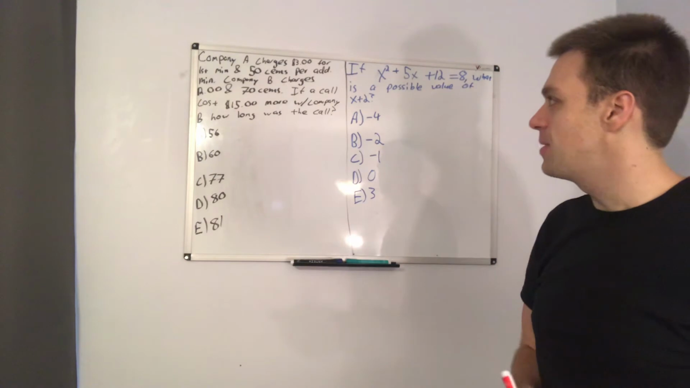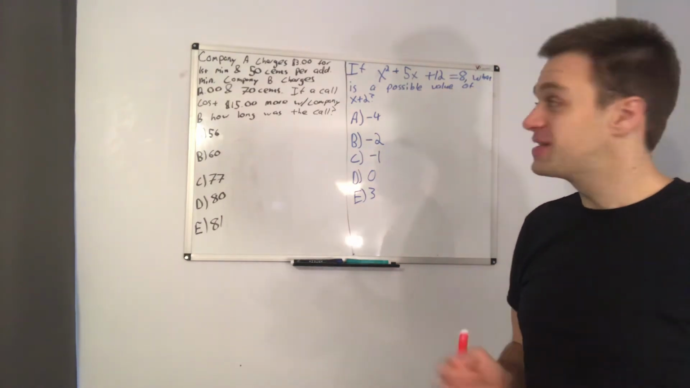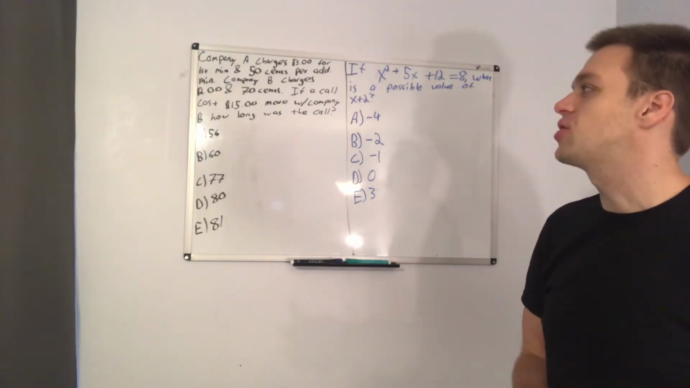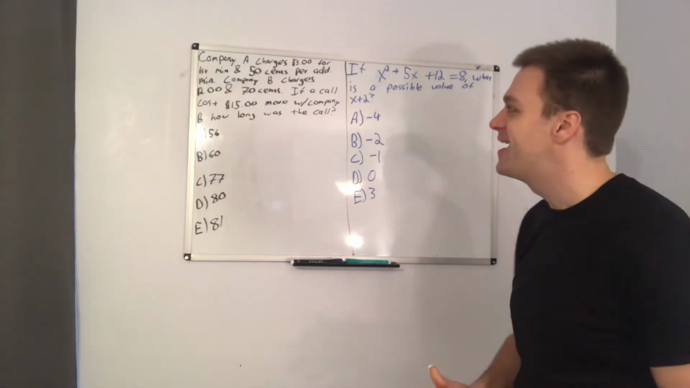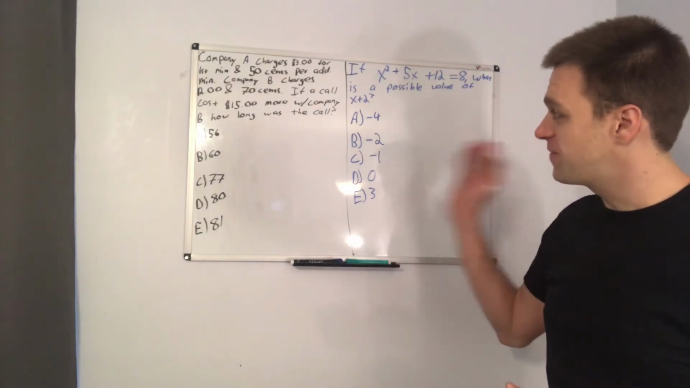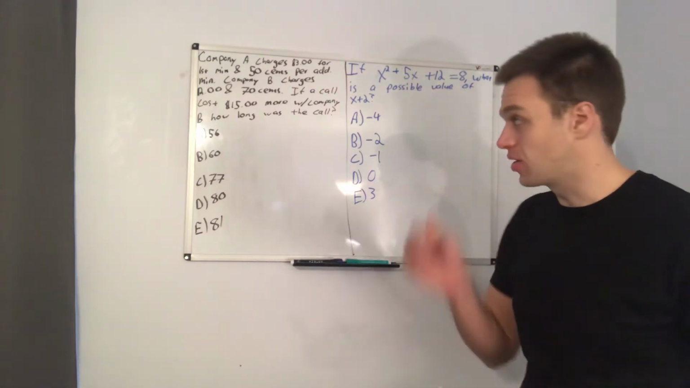So telephone company A charges $3 for the first minute of a call and 50 cents for each minute after that. Telephone company B charges $2 for the first minute and 70 cents per minute after that. If a call costs $15 more with company B, how long was the call?